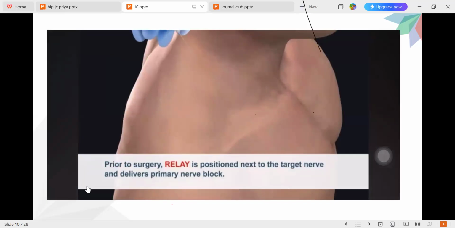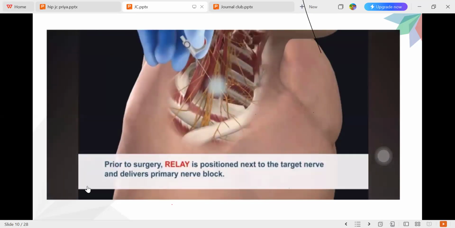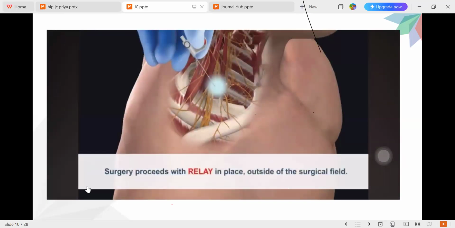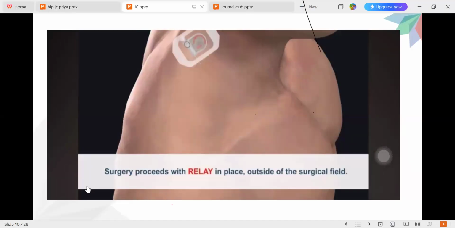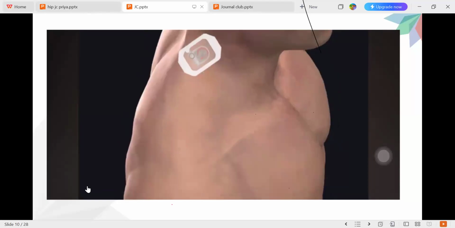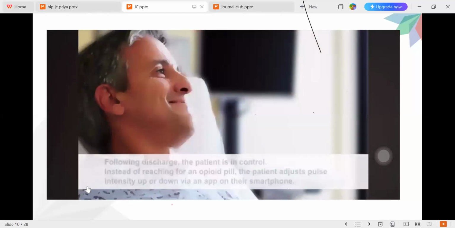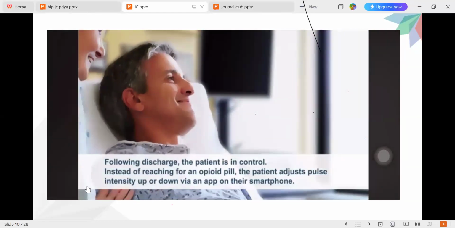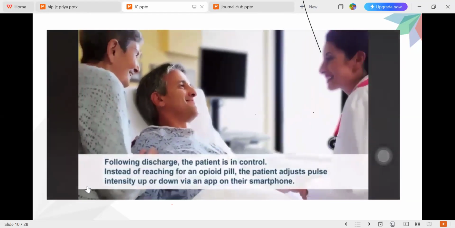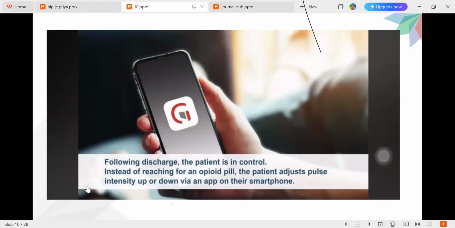Prior to surgery, Relay is positioned next to the target nerve and delivers primary nerve block. Surgery proceeds with Relay in place, outside of the surgical field. After surgery, neuromodulation is activated. Following discharge, the patient is in control. Instead of reaching for an opioid pill, the patient adjusts pulse intensity up or down via an app on their smartphone.